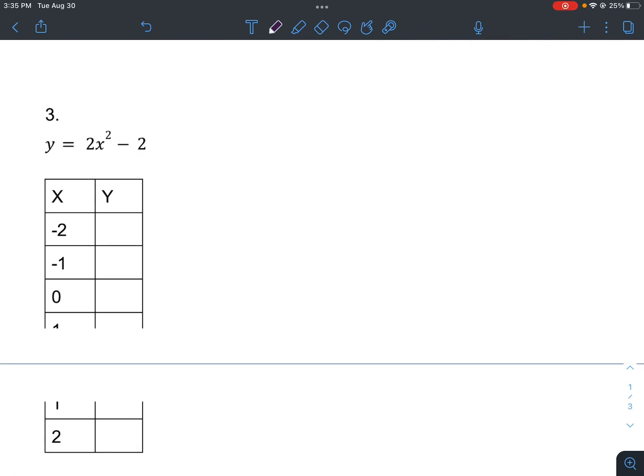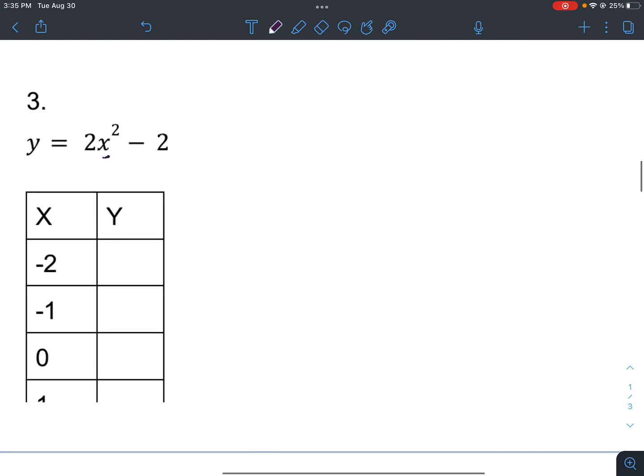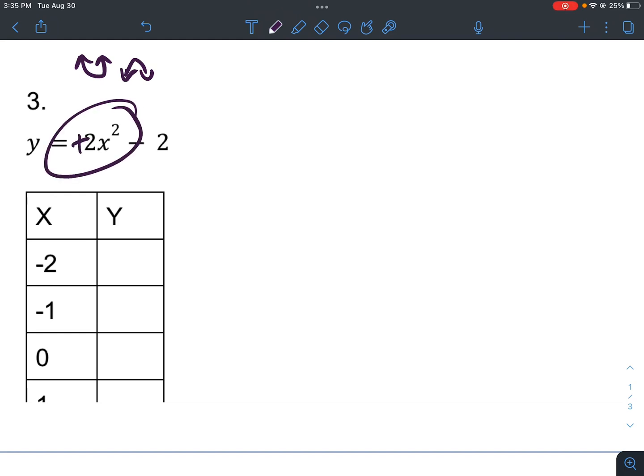Our next one, we are dealing with a quadratic. If we look at our variable x, we do have an exponent. So what this means is it's going to be a parabola. It's either going to be up facing or down facing, so it's going to look like a U or an upside down U. In this case, because this term is positive, it is going to look like this.